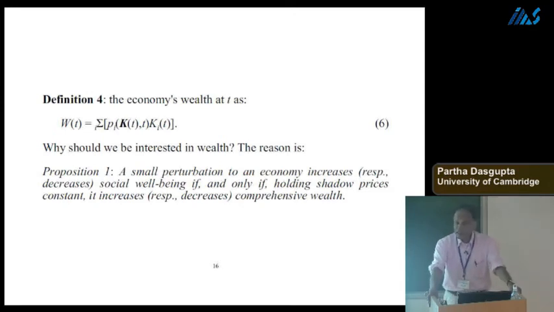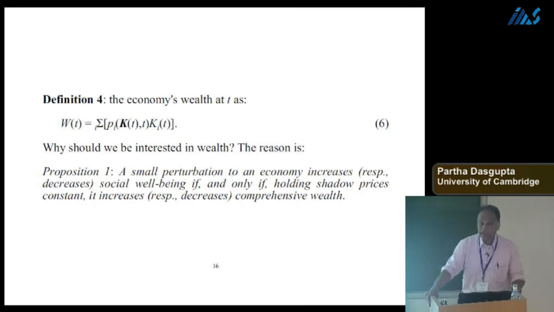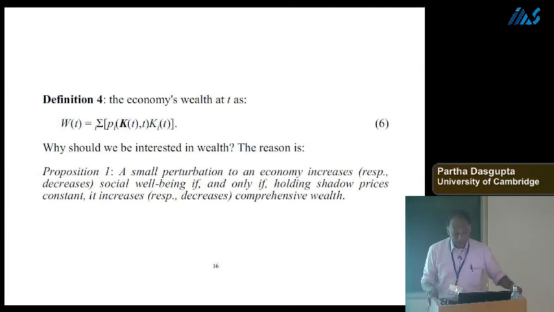So that's my definition of wealth. Question: why should we be interested in this object? The reason is proposition 1. A small perturbation to an economy increases, respectively decreases, social well-being, that is V. V is social well-being, intergenerational well-being, if and only if, holding shadow prices constant, it increases, respectively decreases, this wealth.